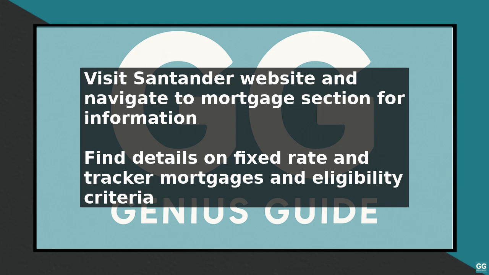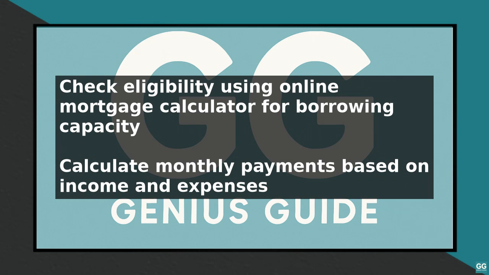You can use their online mortgage calculator to get an idea of how much you can borrow and what your monthly payments will be. To apply for a mortgage, click on the Apply Now button and fill out the online application form. You will need to provide personal and financial information, including your income, expenses, and credit history.